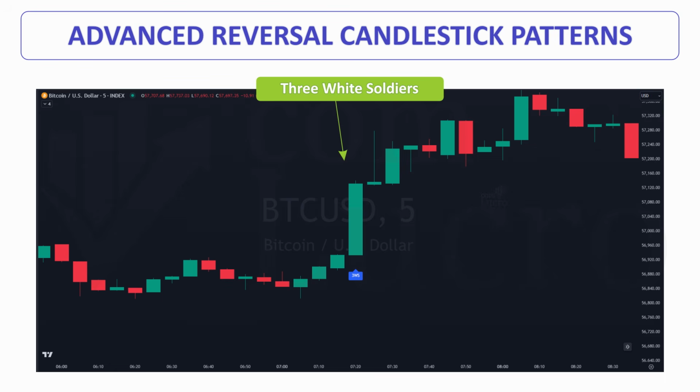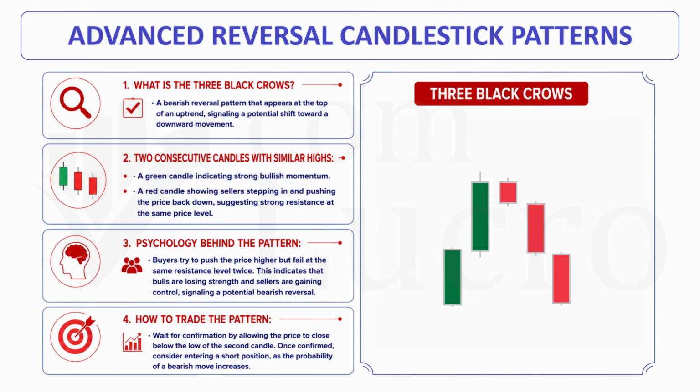Let's now explore the three black crows pattern, a strong bearish reversal signal that typically appears after an uptrend or a consolidation period. Structurally, the three black crows consist of three consecutive red candles, each closing lower than the previous one. The bodies of these candles are usually long, with small or no wicks, indicating that selling pressure is consistent and buyers are struggling to push the price back up.